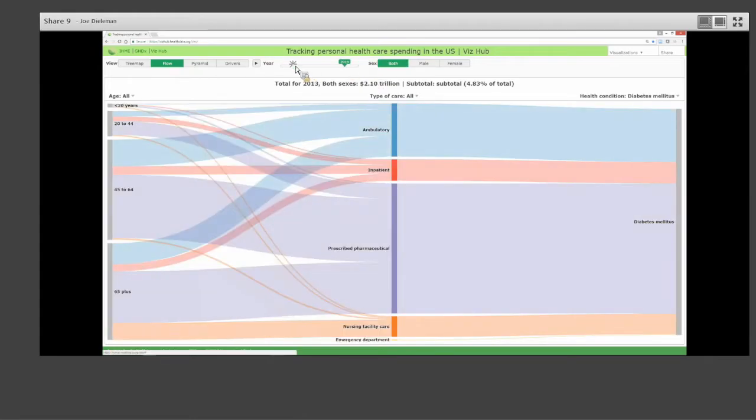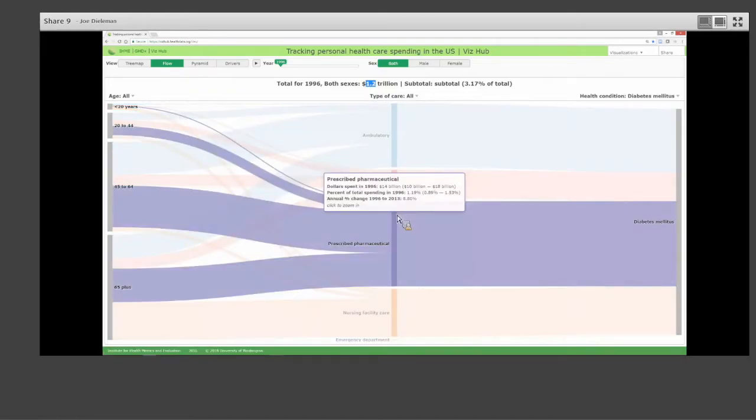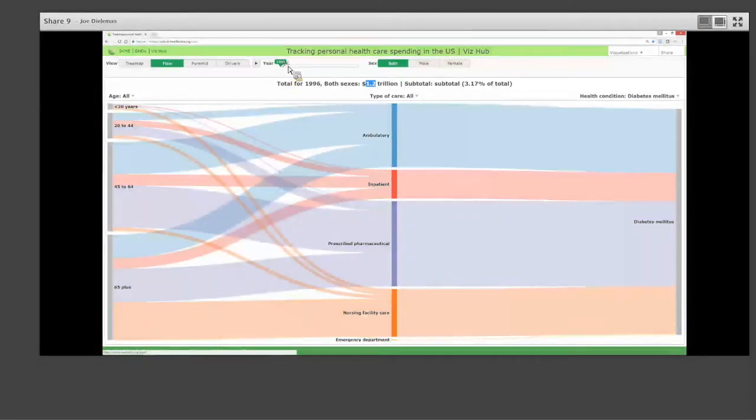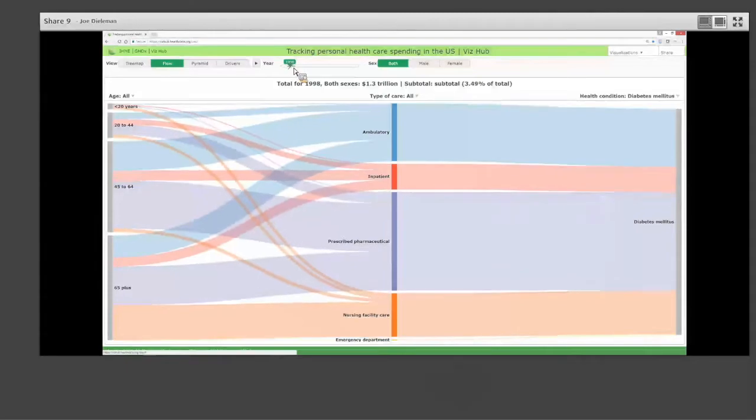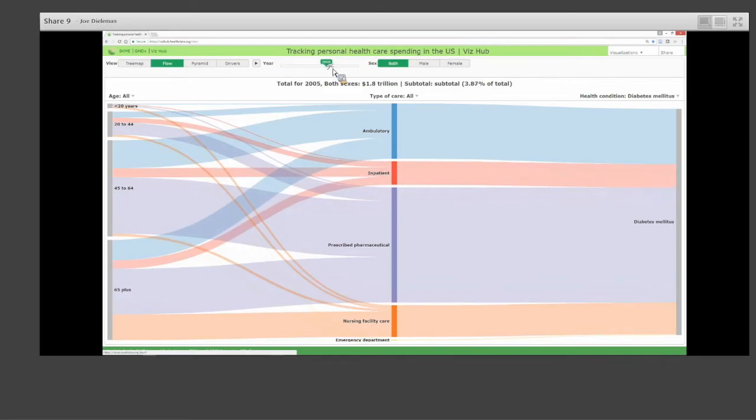1996, where the healthcare system, as far as personal healthcare spending, was only $1.2 trillion, and diabetes as a whole was just over 3% of the total spending. And if we go now and focus on pharmaceutical spending, rather than having $58 billion spent on diabetes pharmaceuticals, we see $14 billion. And you can see that as we increase time gradually, there's this major increase in total spending on diabetes, and especially a major increase in spending on pharmaceuticals.